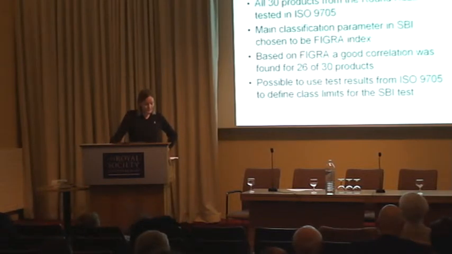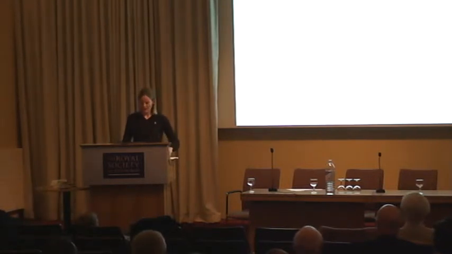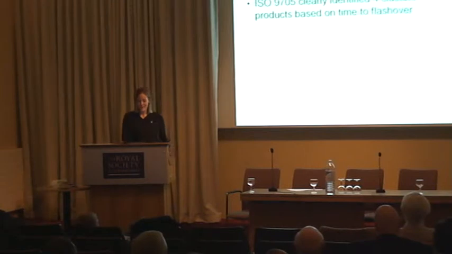Now, since we could find a correlation between the SBI and the ISO 9705 test when we took away those four exotic products, it was possible to start defining class limits in the SBI test based on the test results we had in the room corner test. So, to the definition of the class limits.